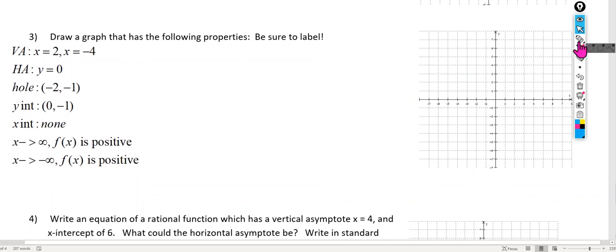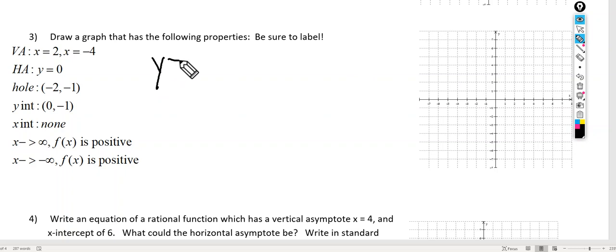Ooh, this one looks super tricky. Okay, so I am going to start by just drawing a graph that has the following properties. Okay, ooh, so we've got a vertical asymptote at 2. Okay. Have a vertical asymptote at -4. Okay. Horizontal at 0. Okay, we have a hole at -2, -1.